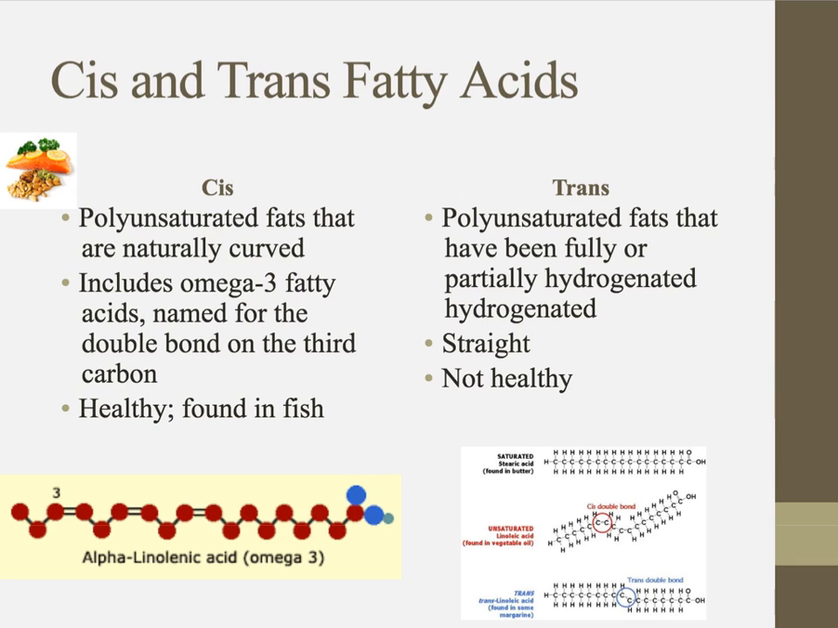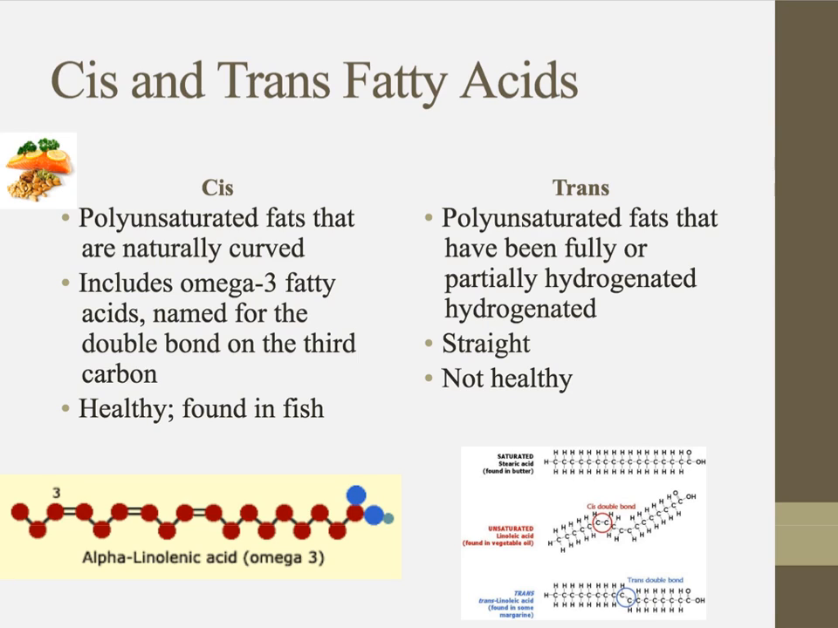Cis fats, on the other hand, are polyunsaturated fats that are naturally curved, and this includes things you may have heard of before, like the omega-3 fatty acids. Okay, that's only named because of where the double bond is. You don't have to worry about that. These are good for you. They're found in fish. They're found in some nut products.